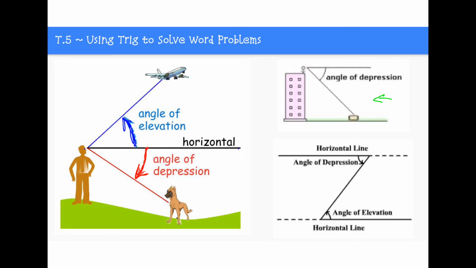Notice we have a pair of parallel lines. If these are both horizontal, we have a transversal that goes through them. So then these are alternate interior angles, so those would be congruent.